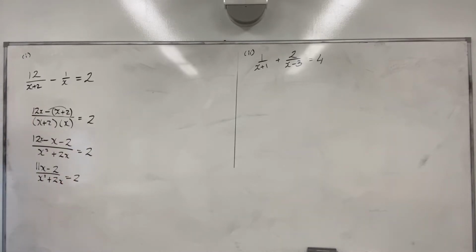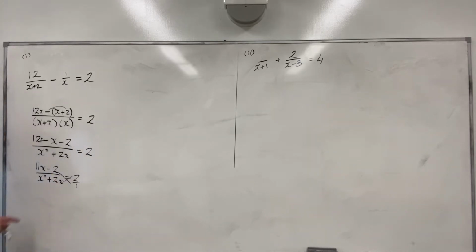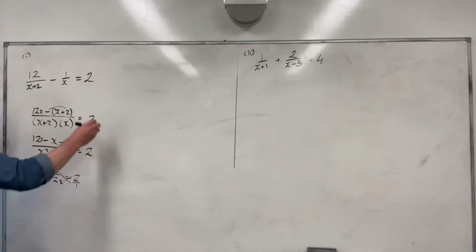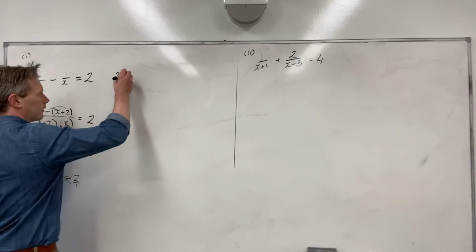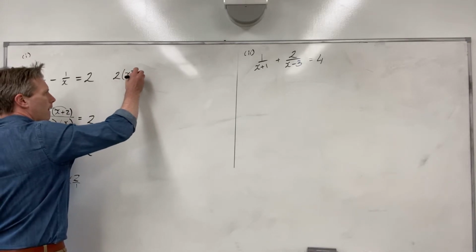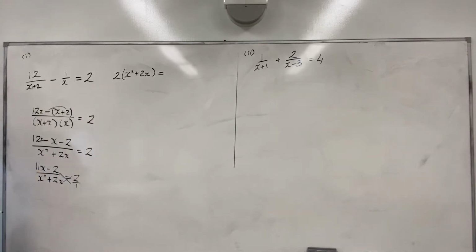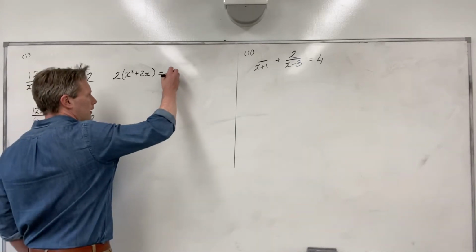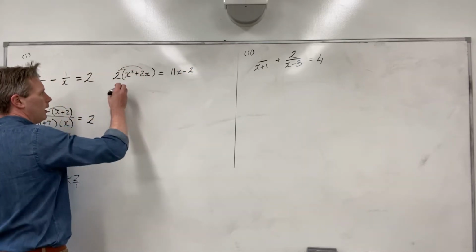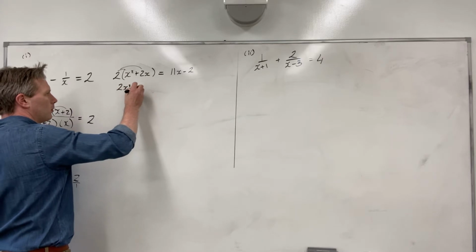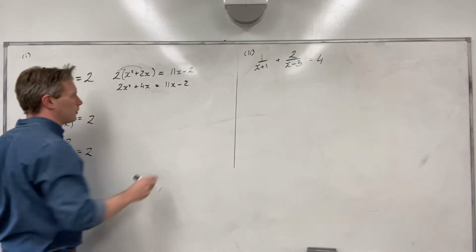Okay, what I think I'll do is I will cross multiply. This is 2 over 1, I will cross multiply these. I'll get 2 times x squared plus 2x is equal to 1 times 11x minus 2. It's just 11x minus 2. Distributing in my 2, I get 2x squared plus 4x is equal to 11x minus 2.